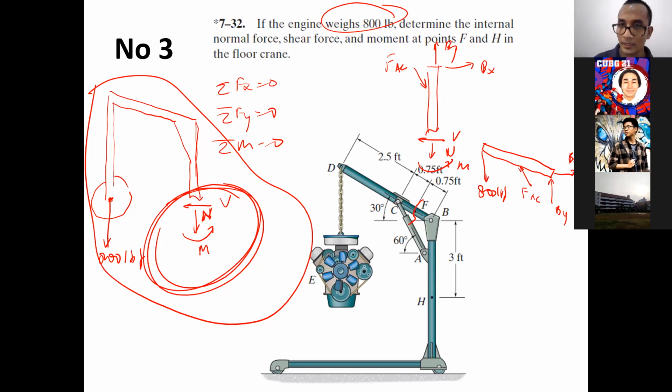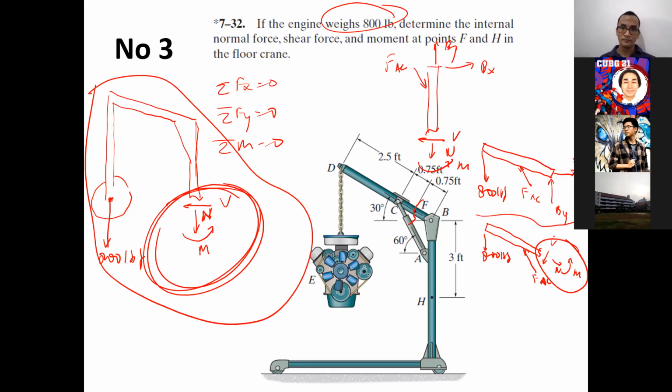After you solve for this, you can decide which section you want to use. If you decide to use the left section, the left cut, the one you need to know beforehand is just FAC. So after we find FAC, our free body diagram will become like this. Here we have the internal shear force V, internal normal force N, and moment. Using sigma FX, sigma FY, and sigma moment, we can find these three.